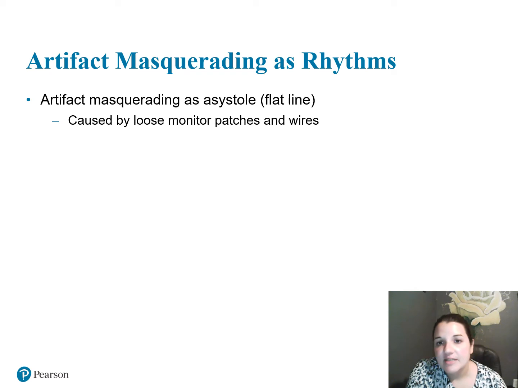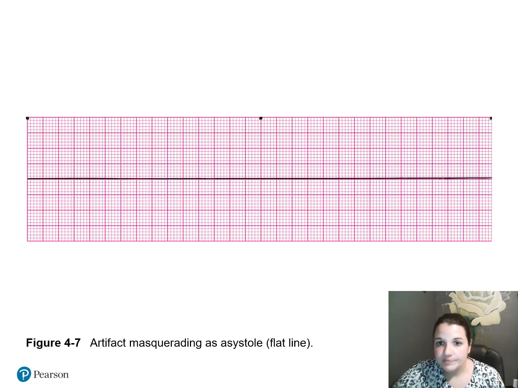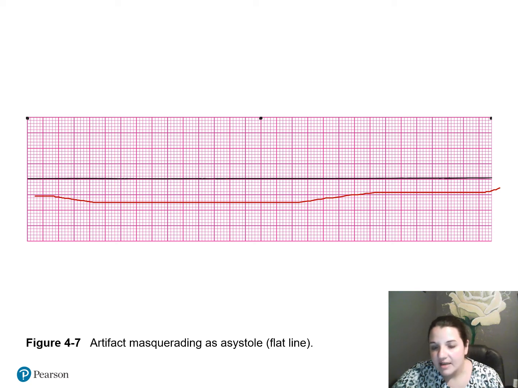So, artifact masquerading as rhythms. The artifact masquerading as asystole is your flat line. If you don't know this already, a flat line is known as asystole, however you choose to interpret it. It is caused by a loose monitor patch or a wire. Here you see a perfect flat line. You notice I can't even draw a perfect flat line. So if there is a perfect flat line, do you really think this patient is flat lined, or is it an artifact? It indeed is an artifact.